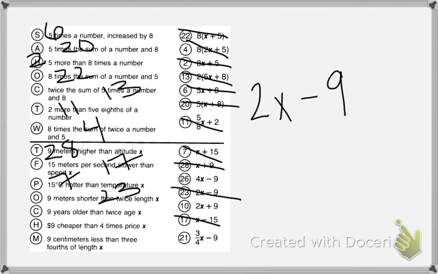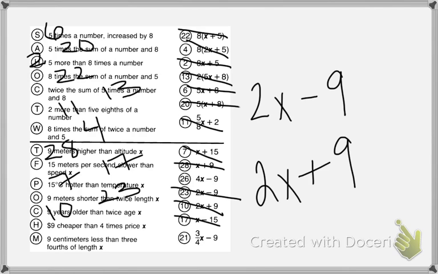9 years older than twice age X. So if you're 9 older, you're going to be plus or minus? You're going to be plus. Okay, so here's the 9 older, then now we need twice age X, 2X. So it's going to be 2X plus 9, number 10.